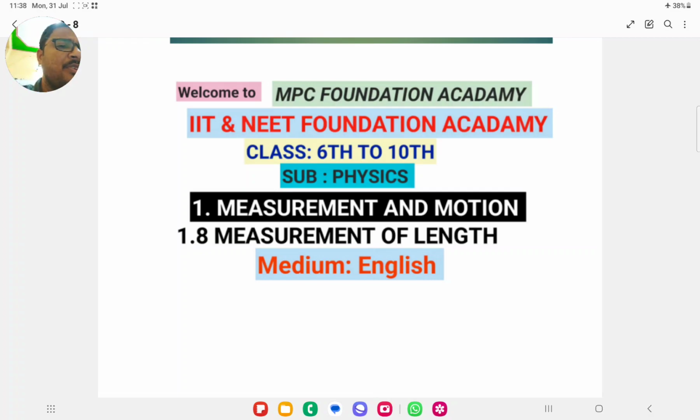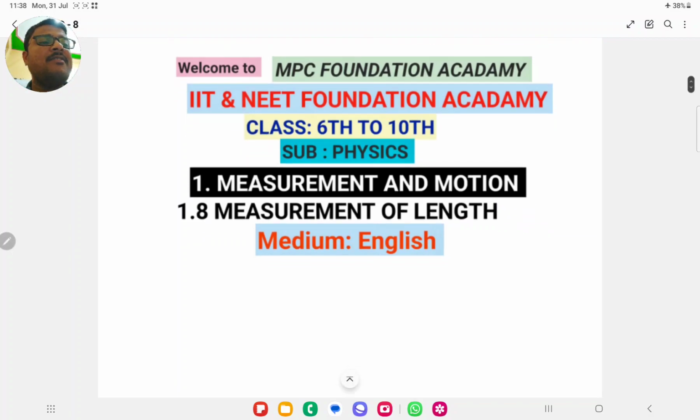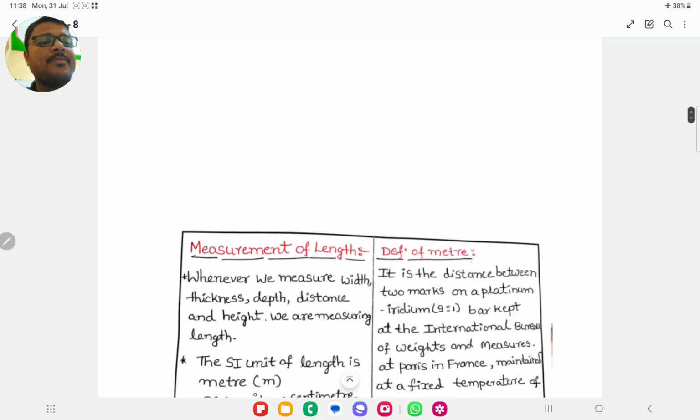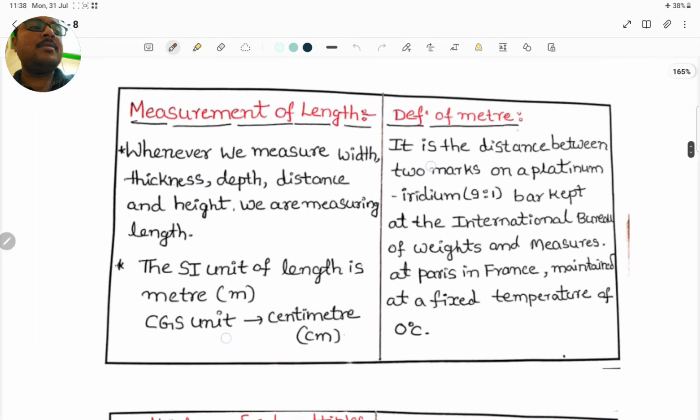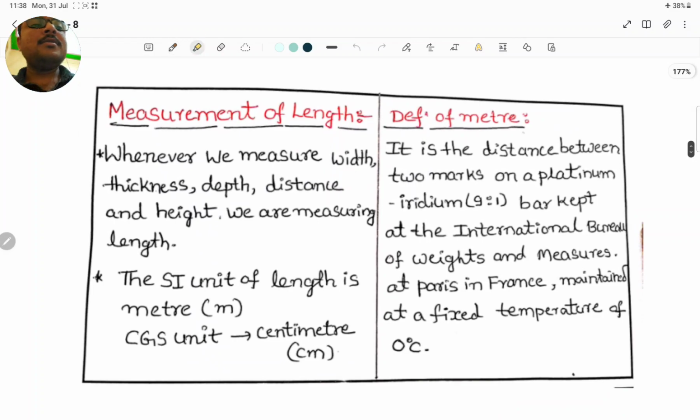Now we will start our topic. In this video we will discuss the measurement of length. See here, first one, whenever we measure width, thickness, depth, distance and height.